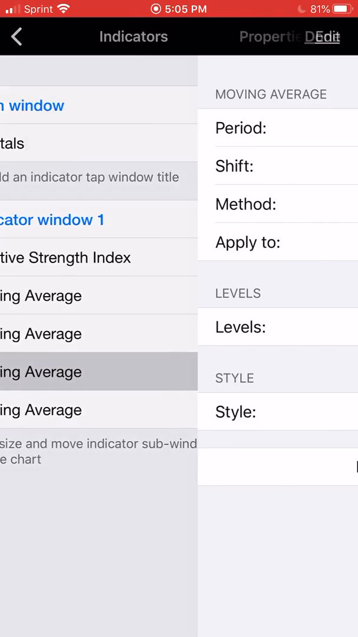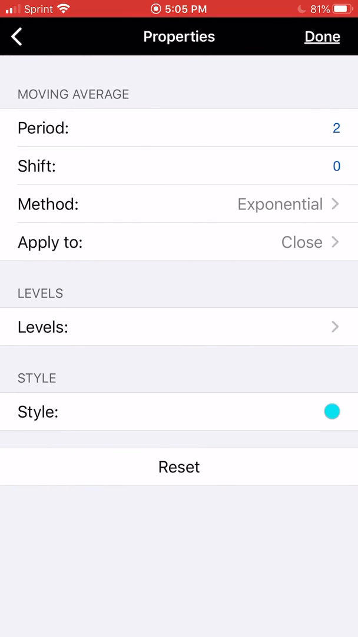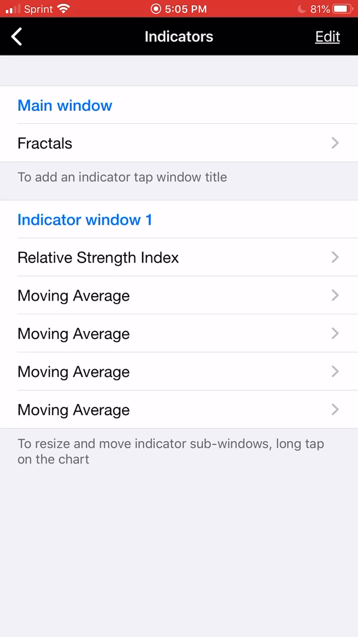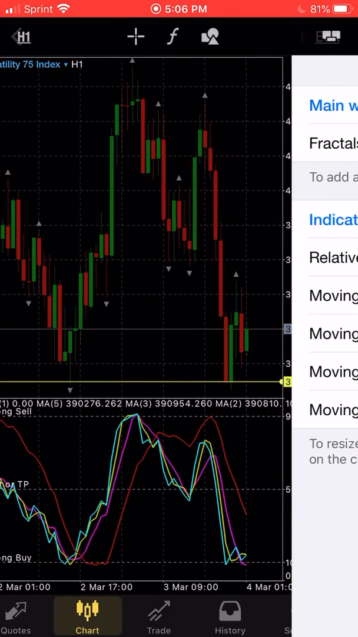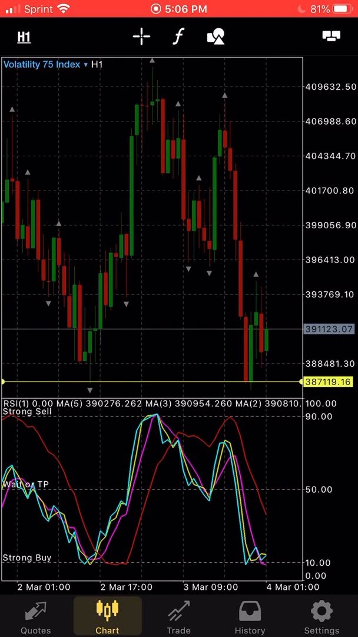Then our third moving average is period 2. Method is exponential. Remember, method is exponential. Apply to close. Then the last moving average is period 50. The method is exponential. Apply to close. So these are the 4 moving averages you need to attach to your relative strength index.